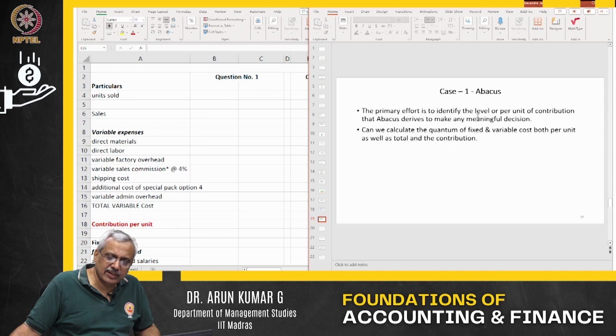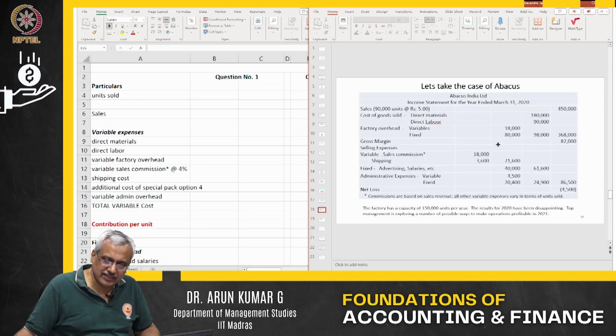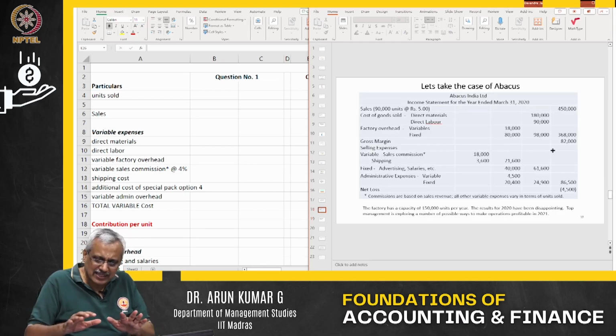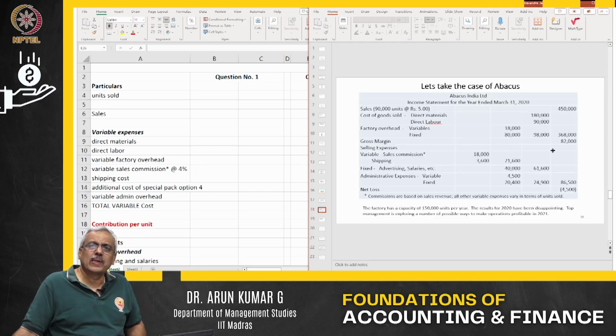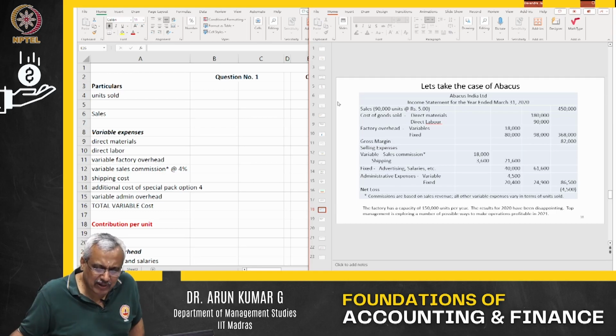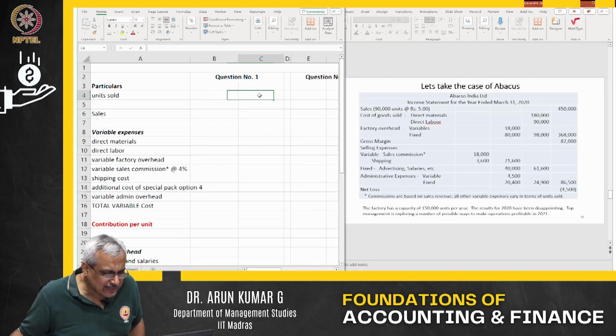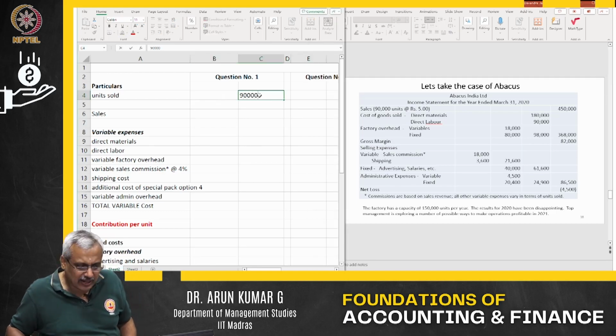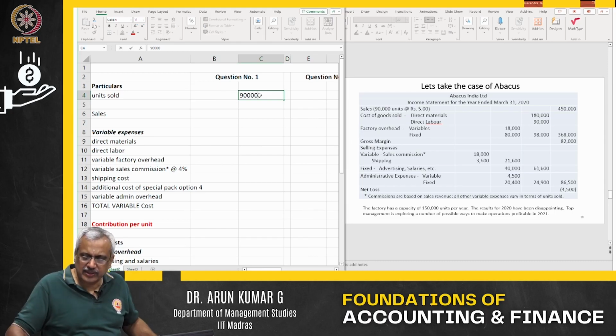The primary effort is to identify the level of production of contribution that Abacus derives to make any meaningful decision. Can we calculate the fixed and variable cost both per unit as well as the contribution at this stage? First, let us look at the variable cost and the contribution. Now it says number of units sold in this particular case is about 90,000 units. I am just noting that.